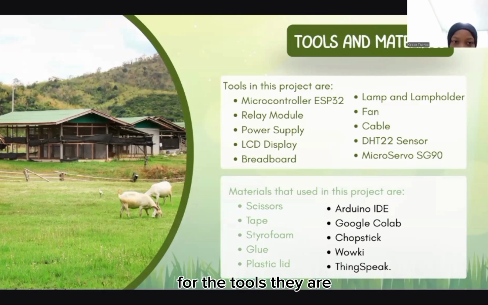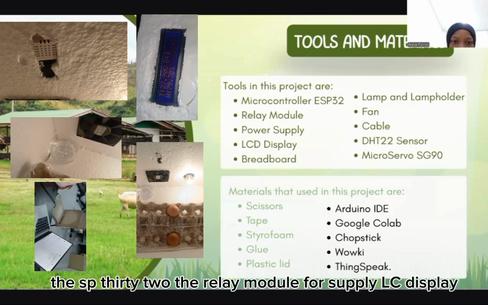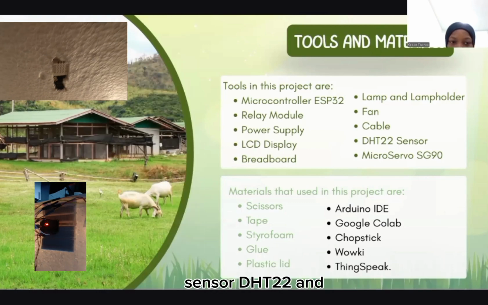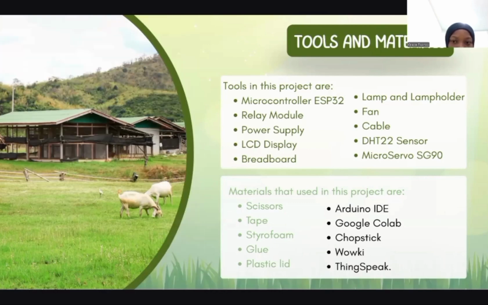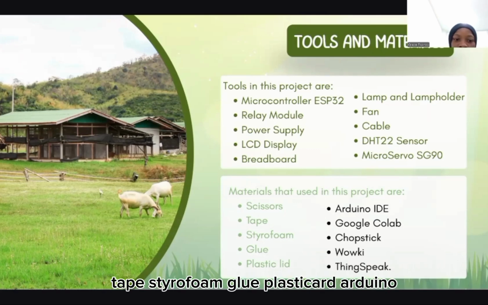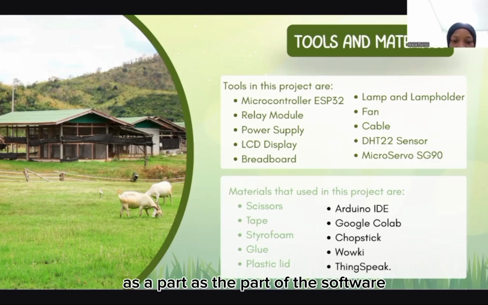For the tools, there are the ESP32, the relay module, power supply, LCD display, breadboard, line and holder, fan cable, sensor DHT22, and also a micro servo SG90. The materials used in this project are scissors, tape, styrofoam, glue, plastic plate, Arduino IDE, Google Colab, chopstick, Wokwi, and also ThingSpeak as part of the software.